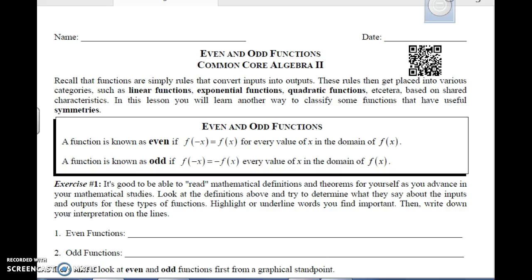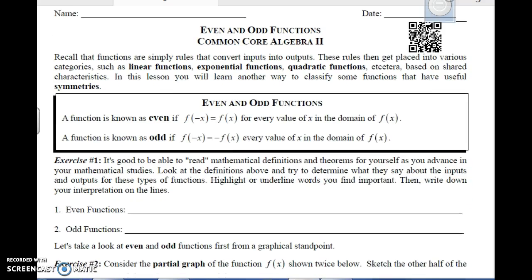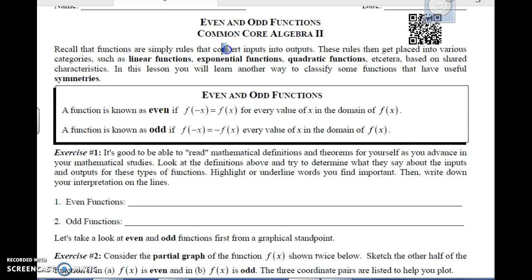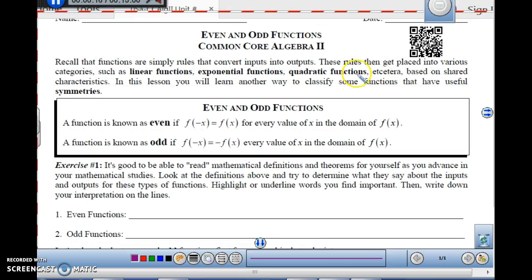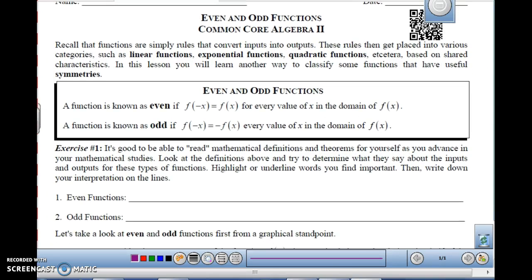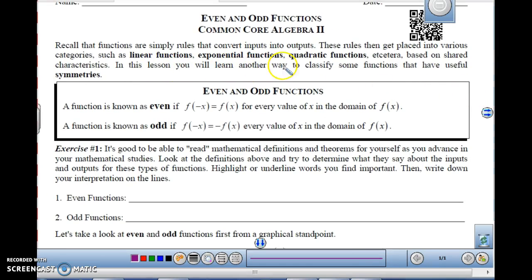This is Algebra 2, Unit 7, Lesson 5 on even and odd functions. Now, functions are simply rules that convert inputs into outputs. So these rules get placed into various categories such as linear functions, exponential functions, quadratic functions, etc., based on shared characteristics. In this lesson, we'll learn another way to classify some functions that have useful symmetries.